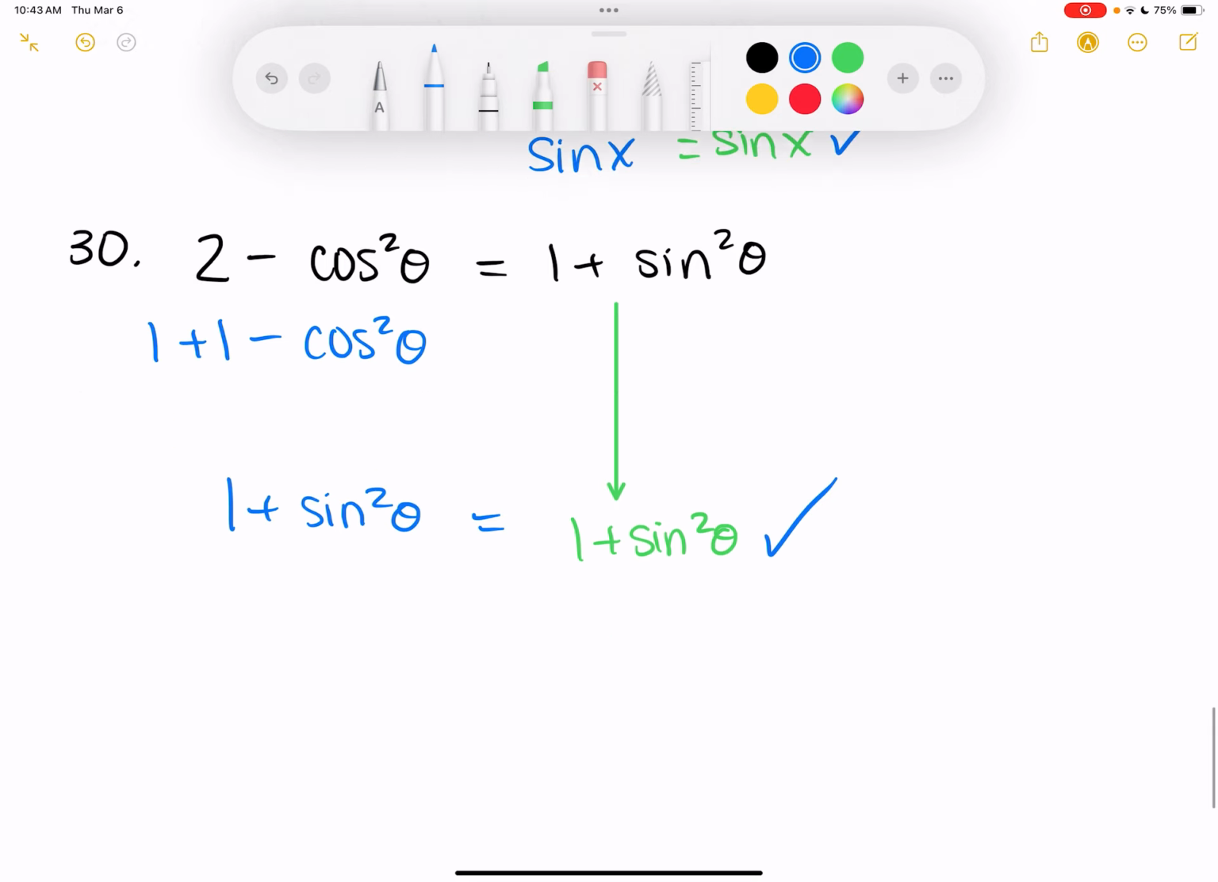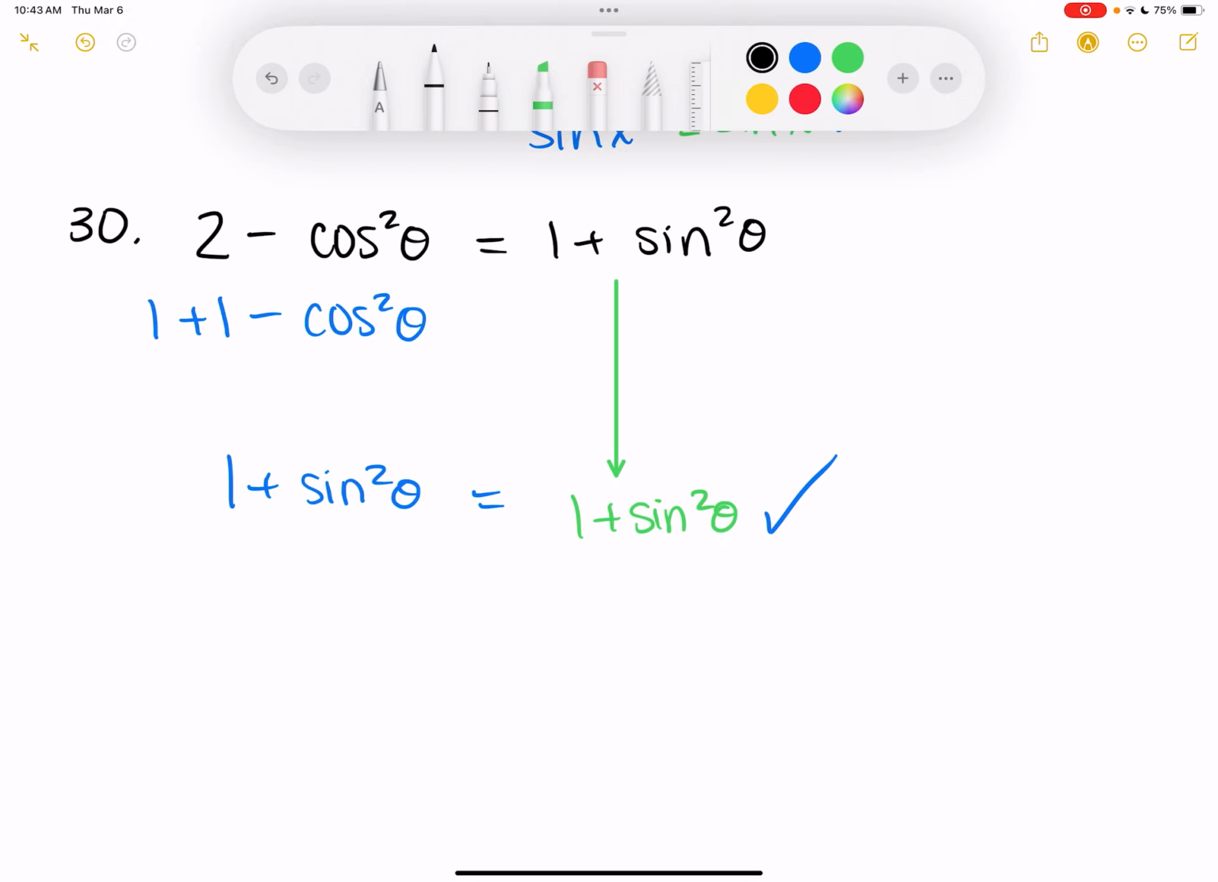All right. One that's going to take a little bit more effort. Sine squared of negative x over tangent squared of x equals cosine squared of x.